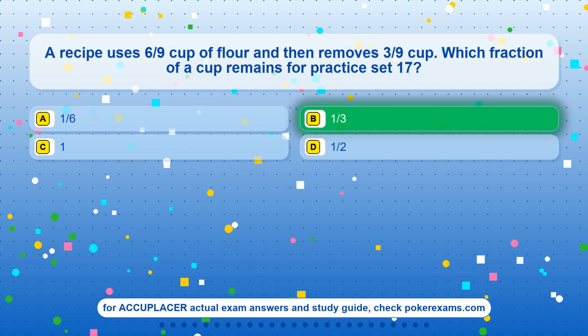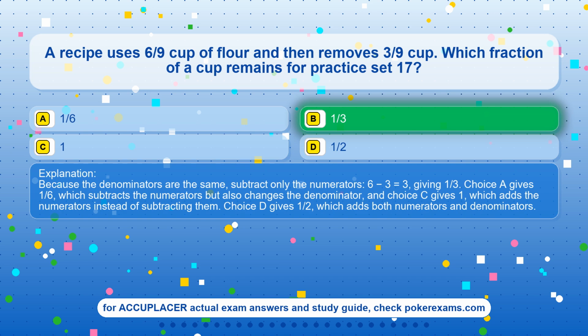The correct answer is option B, 1/3. Because the denominators are the same, subtract only the numerators. 6 minus 3 equals 3, giving 1/3. Choice A gives 1/6, which subtracts the numerators but also changes the denominator, and choice C gives 1, which adds the numerators instead of subtracting them. Choice D gives 1/2, which adds both numerators and denominators.